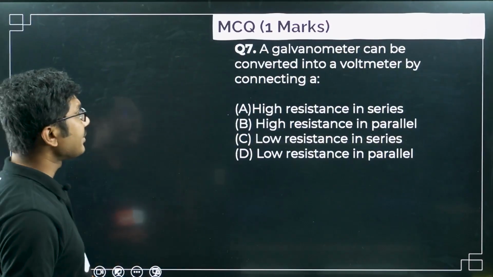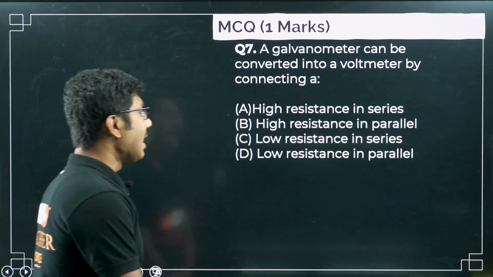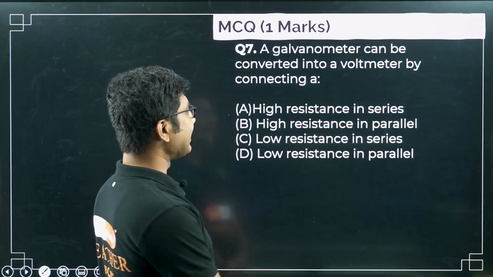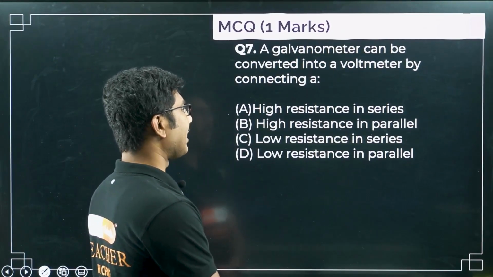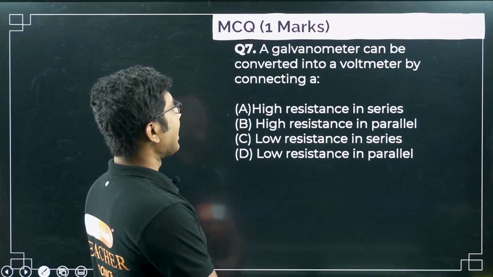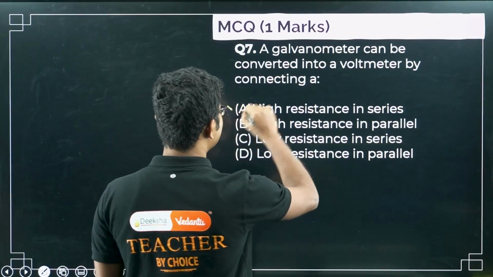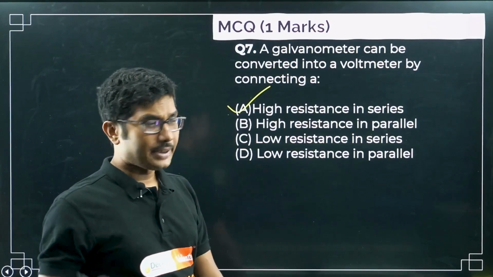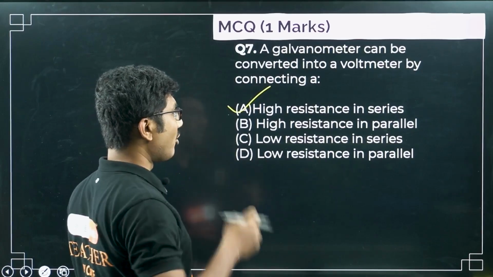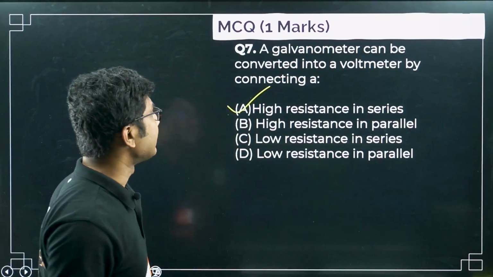Now, next question. A galvanometer can be converted into a voltmeter by connecting: high resistance in series, high resistance in parallel, low resistance in series, or low resistance in parallel. So similar question. A galvanometer can be converted into a voltmeter by high resistance in series. Previous year question, so maybe some questions are repeated, but the order is different. So as you can see, high resistance in series is the correct answer.